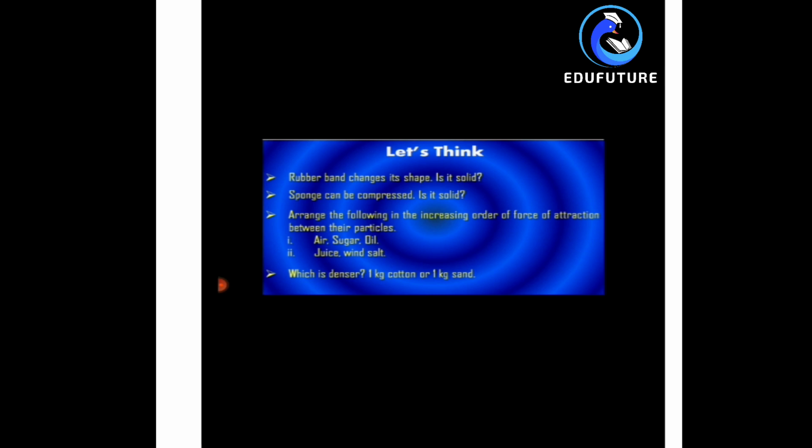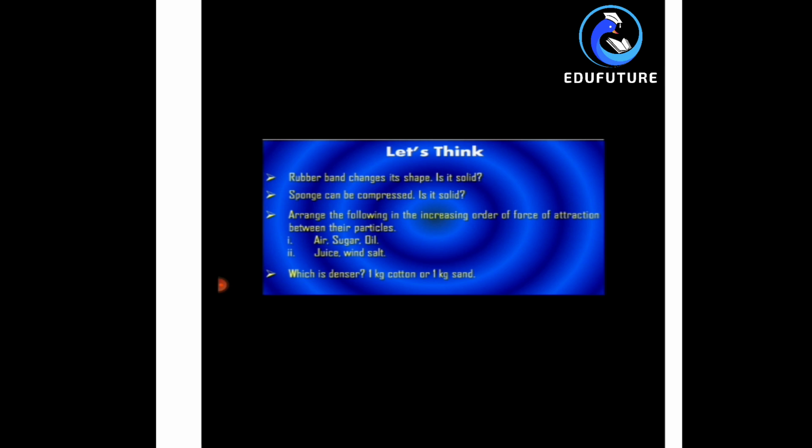Sponge can be compressed. Is it solid? Yes. Again the same answer. Once you release the sponge, it comes back to its original state. It was compressed, yes, it changed its shape. But once you stop compressing it, it comes back to its original state quickly.